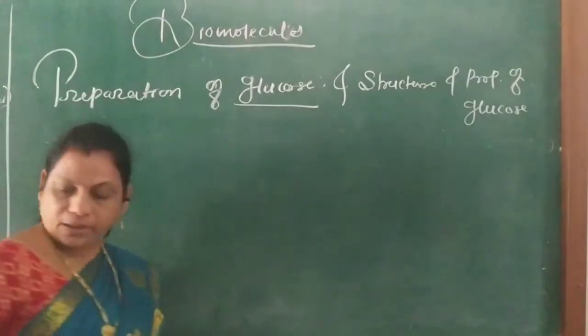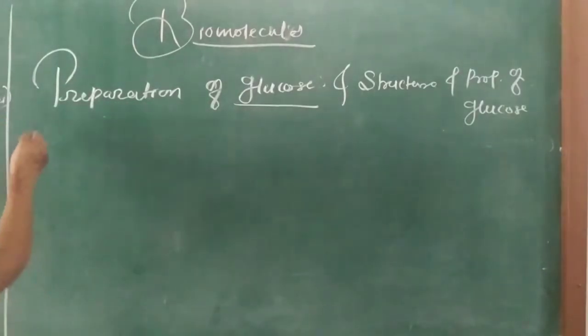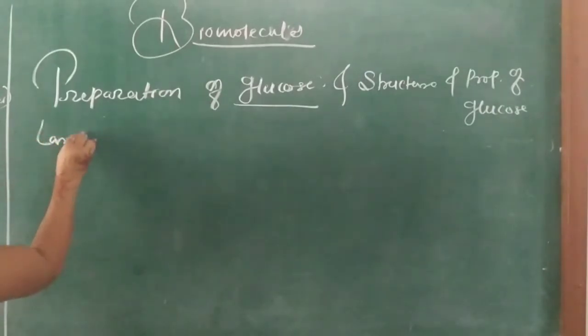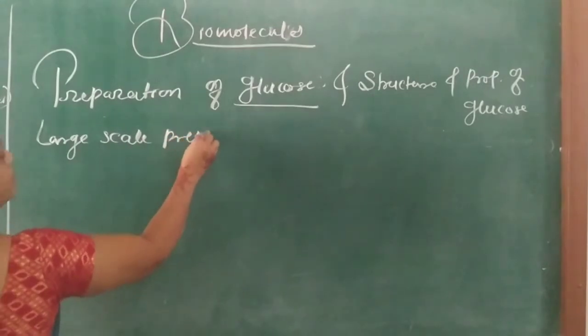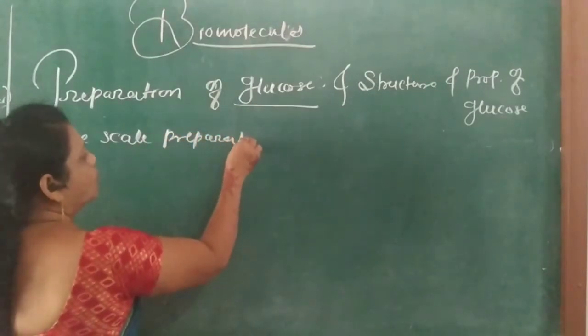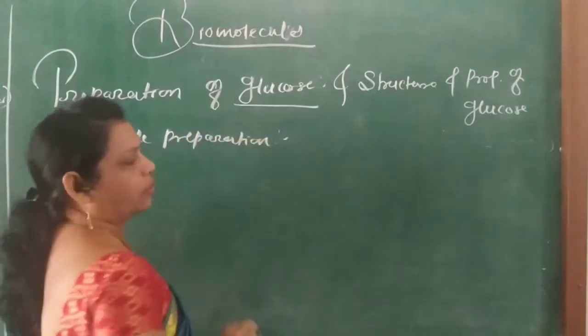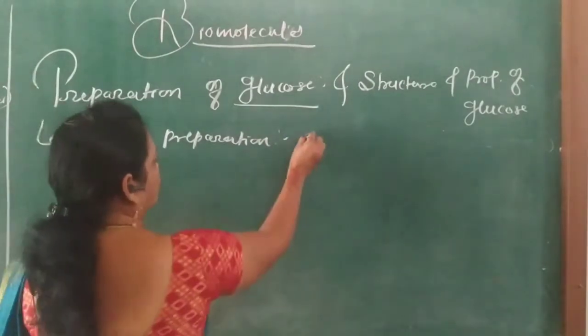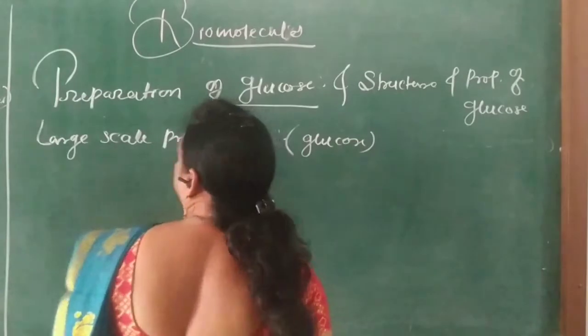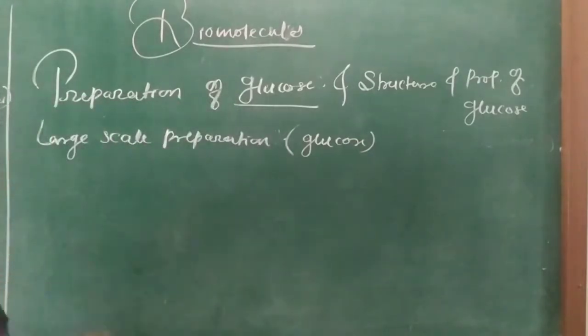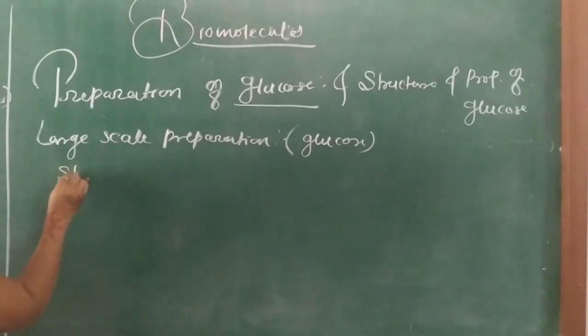So sucrose gives you glucose and fructose, and this is the laboratory method or small scale preparation. Okay, then large scale preparation. This large scale preparation is also called the industrial method of preparation of glucose, and it is carried out from starch.